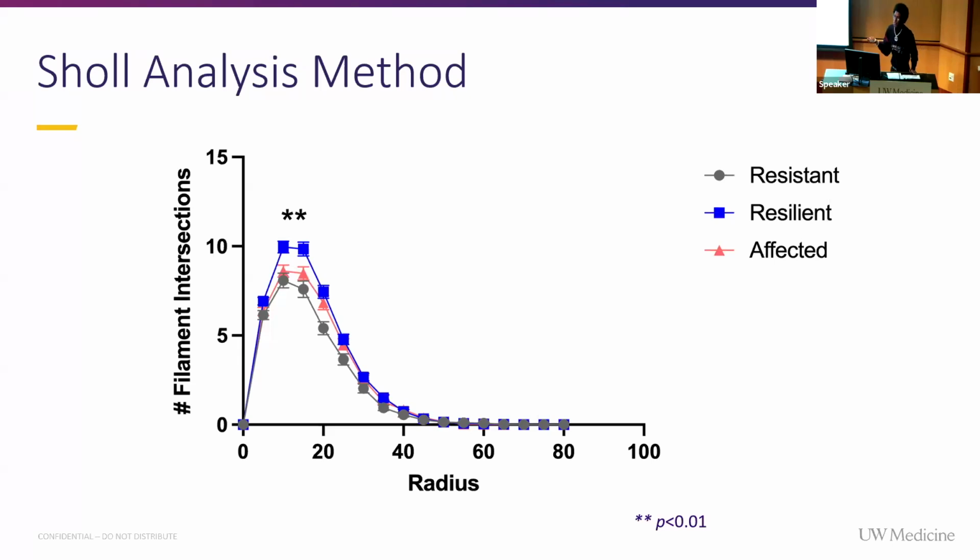These findings were kind of surprising because if we followed the linear path of microglia shapes, we would have expected the resistant individuals to have the highest number of filament intersections, followed by the resilient, and lastly, the affected individuals would have the lowest number of filament intersections because you'd expect them to be more amoeboid.